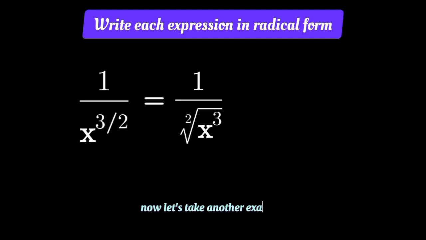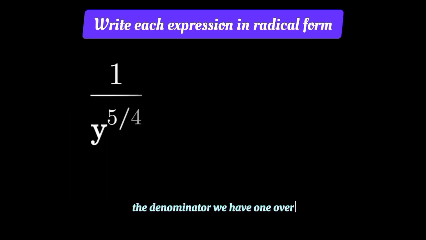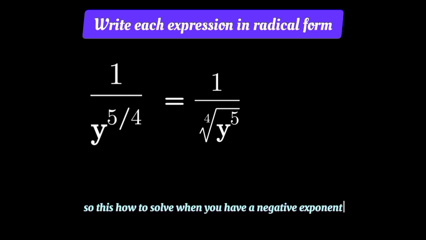Now, let's take another example which has a negative exponent. This one goes like this, y to the power negative 5 over 7. So just as we did before, making y to the power 5 over 7 the denominator, we have 1 over y to the power 5 over 7. So since 7 is the denominator, our answer here is simply 1 over the seventh root of y to the power 5. So this is how to solve when you have a negative exponent.